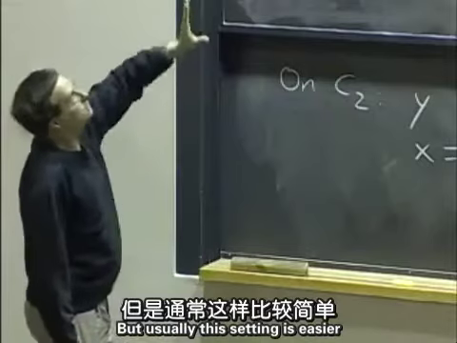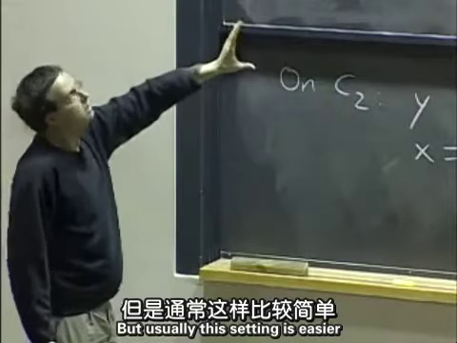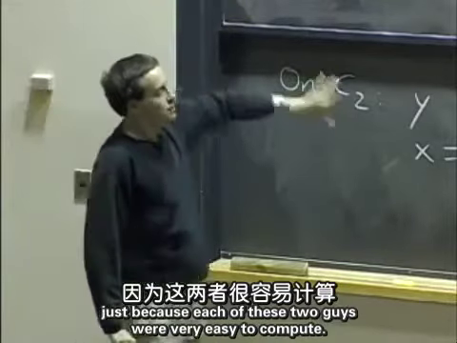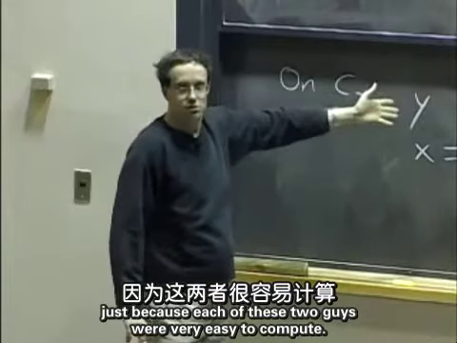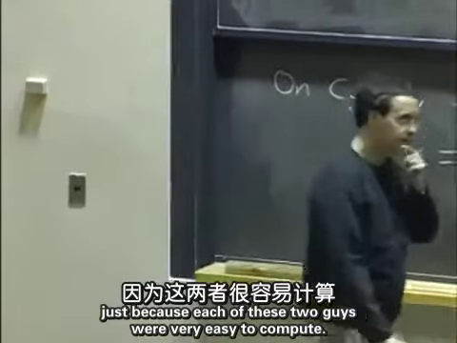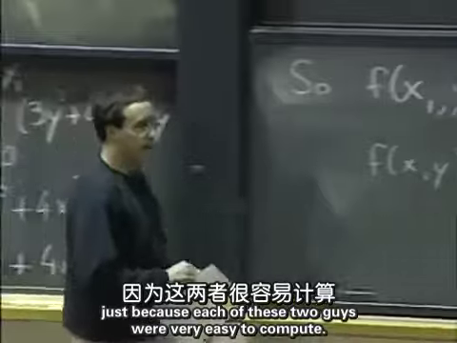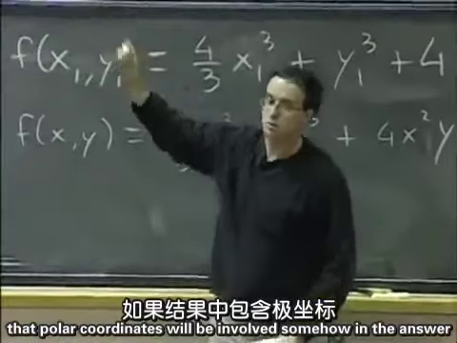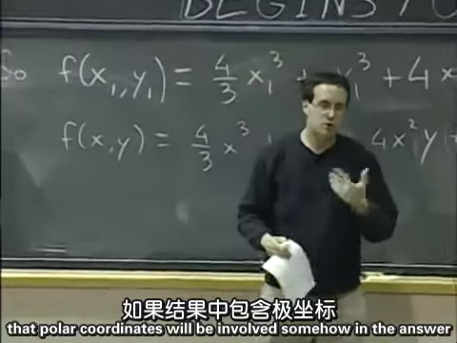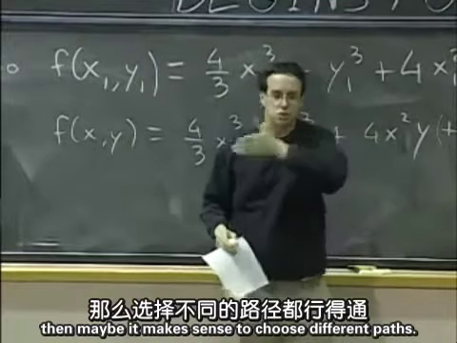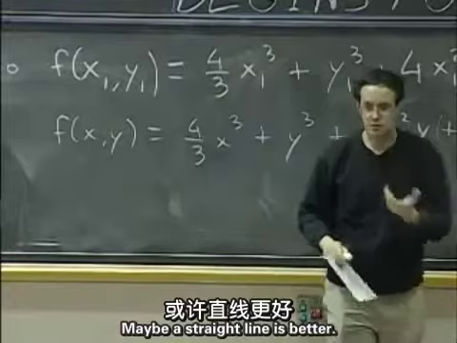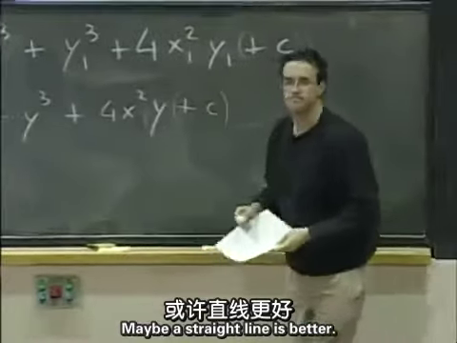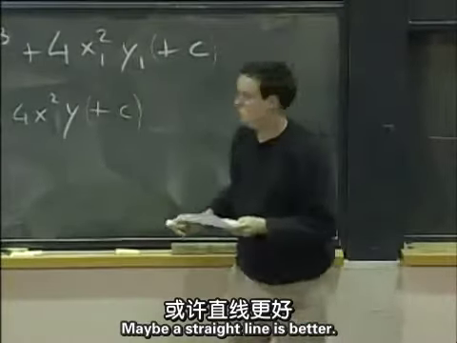But usually, this setting is easier just because, see, each of these two guys was actually very easy to compute. But somehow, maybe if you suspect that polar coordinates will be involved somehow in the answer, then maybe it makes sense to choose different paths. Maybe a straight line is better. Okay.